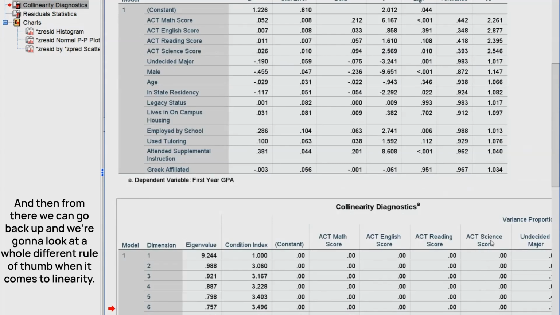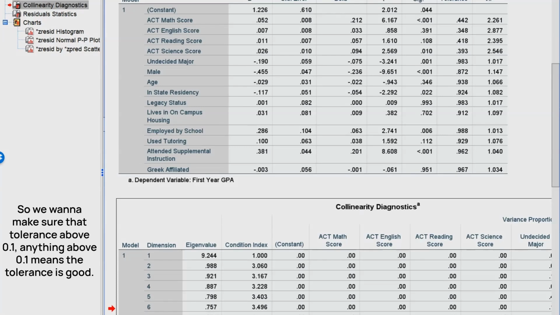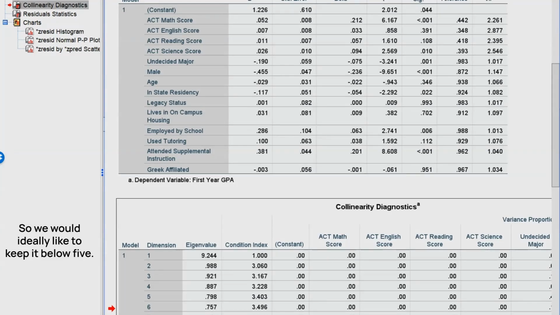And then from there, we can go back up and look at a whole different rule of thumb when it comes to collinearity. I'll go ahead and put this up on screen. So we have variance inflation factors looking at two things. We want to make sure that tolerance is above 0.1, anything above 0.1 means the tolerance is good. So that's the first thing to evaluate. The second thing to evaluate is what we call the variance inflation factor, that score. We would ideally like to keep it below 5.